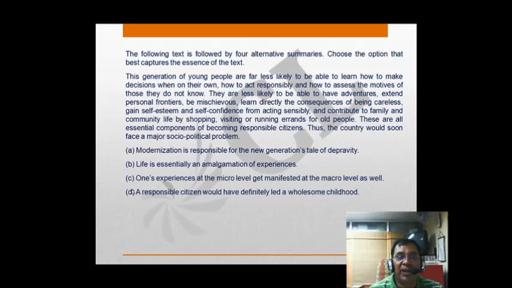Experience at the micro level gets manifested at the macro level as well. Yeah, because they are talking about basic running errands, then they are talking about a major social political problem. So either B or C can be the answer. A responsible citizen would have definitely led a wholesome childhood. No, it's not necessarily. But I'll always go for the end-line socio-political problem, so I'll go for answer C.